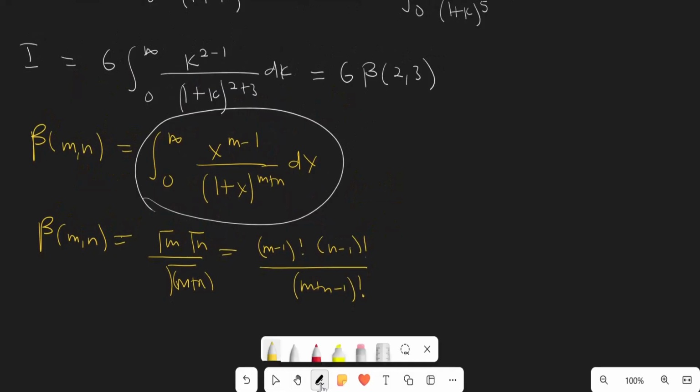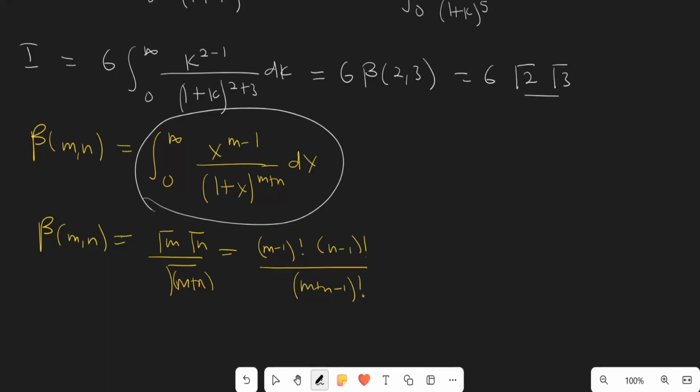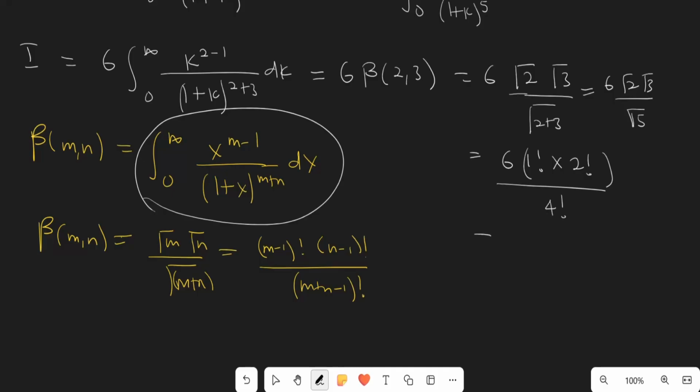So we can finish off our integral from here. This is going to be 6 times the gamma of 2, gamma of 3 divided by the gamma of the sum 2 plus 3, which is gamma of 5. Gamma of 2 is 2 minus 1 factorial, which is 1 factorial. Gamma of 3 is 3 minus 1 factorial, which is 2 factorial, divided by gamma of 5, which is 5 minus 1 factorial, which is 4 factorial.